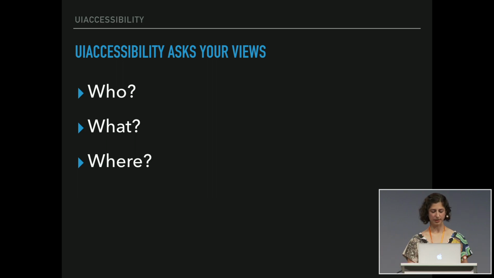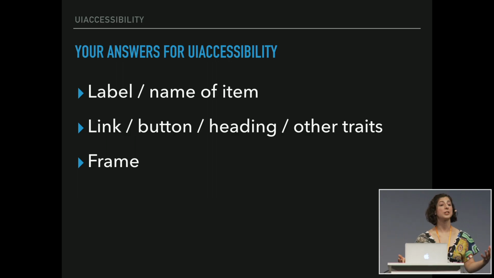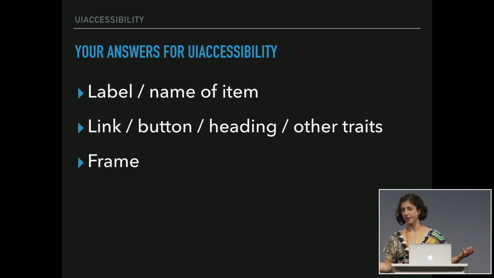Now, how does that translate? Well, who are you means, what's your label? What do I say to say that you're on the screen? What are you translates to exactly what you said. What are you? Are you a link? Are you a button? Are you disabled? Are you a heading? Those are traits of the object. And lastly, where are you? That's the frame. We're all familiar with frames, layout subviews. It's that.